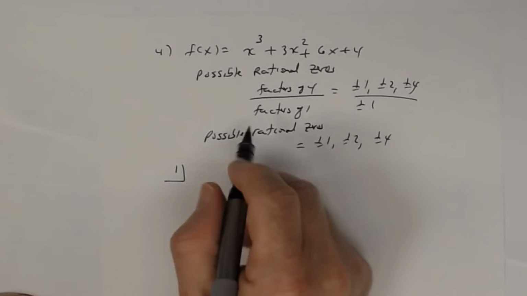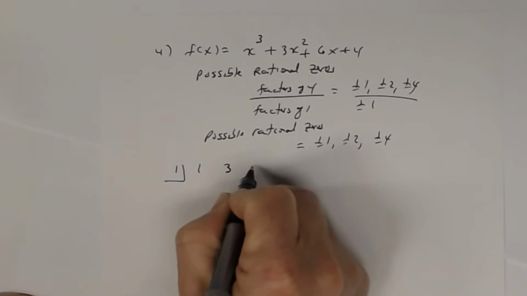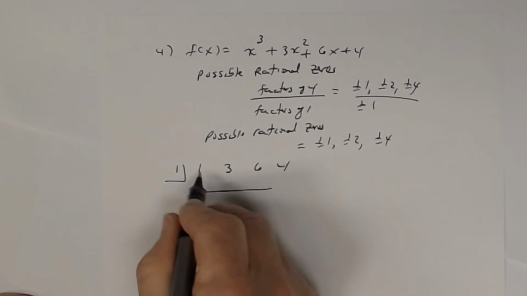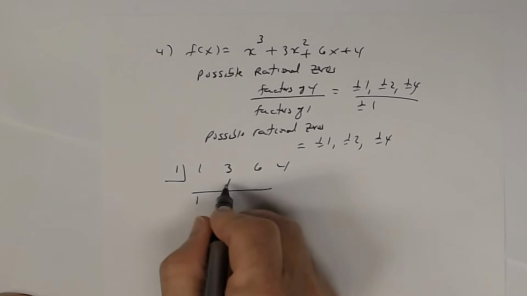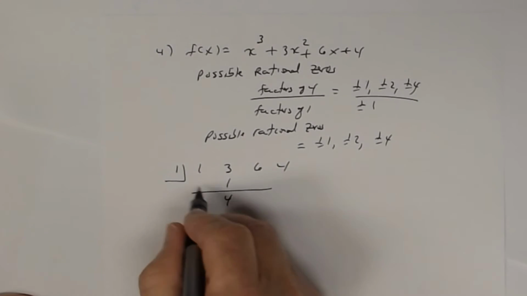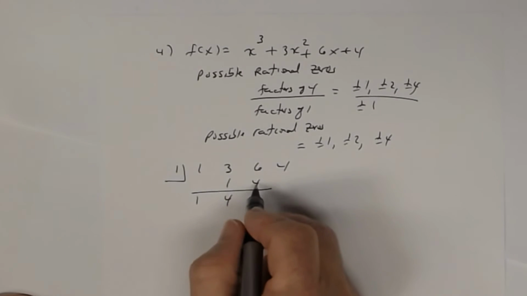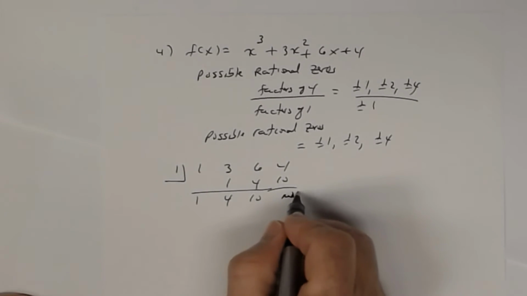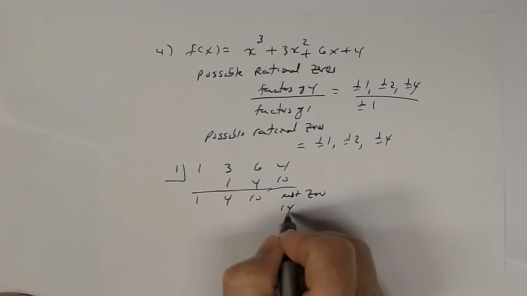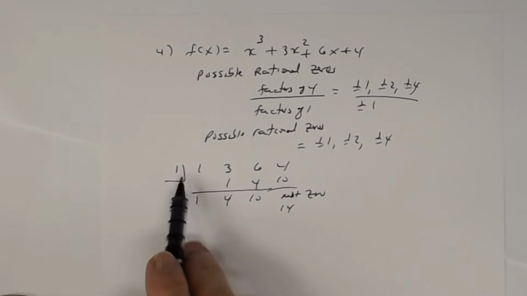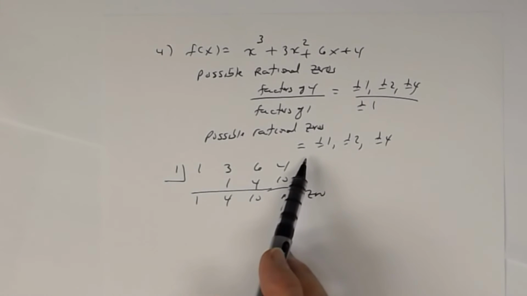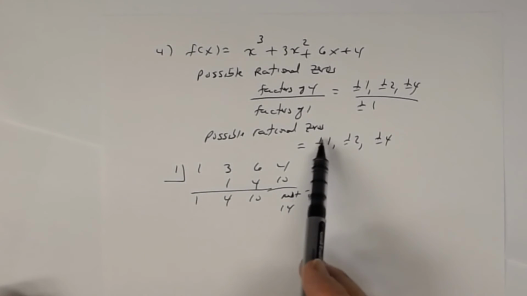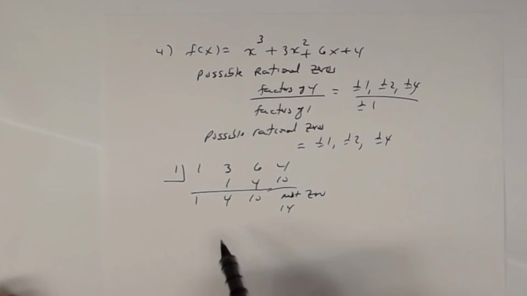Notice there are no missing terms, so we have 1, 3, 6, 4. Bring down the 1. 1 times 1 is 1. Add, you get 4. Multiply, you get 4. That's not going to work, because that's not 0. In fact, it's 14. So 1 is not a zero. We always do the positive first, so let's try negative 1 and see if that works.